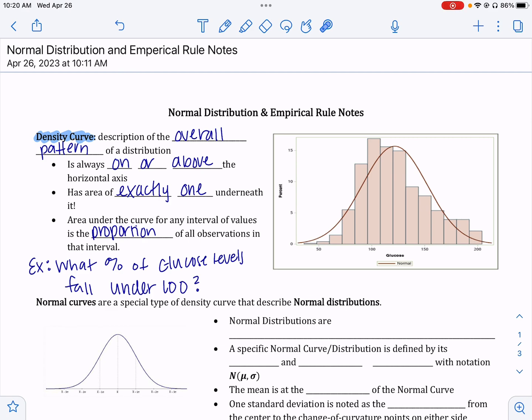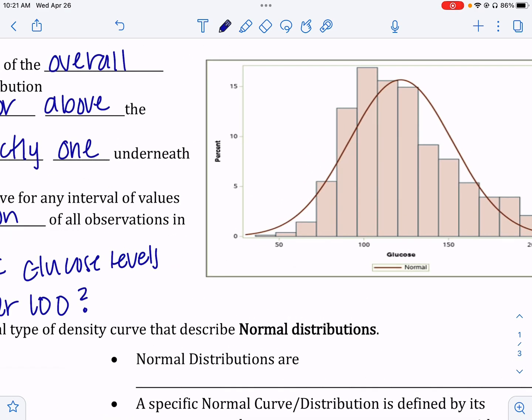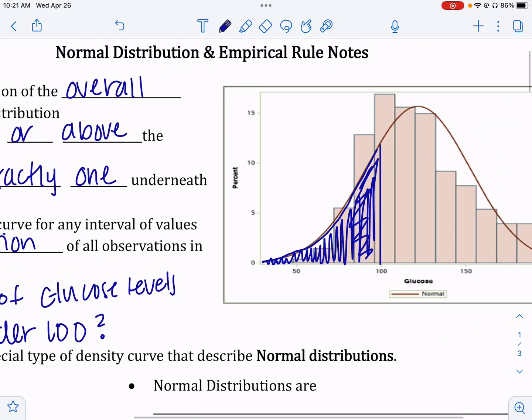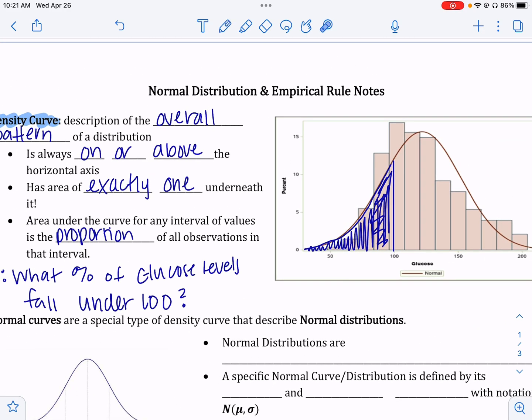And because the area beneath it, that's this part here, represents the percent or the proportion of the data that falls in a specific chunk. So my example said, what if I want to know the percent of glucose levels under 100? If I come up here, I can see that this is my 100. So I could draw that up to my density curve. And what I'd be finding is this area. If I had the ability to find this area, that would tell me the percent of glucose levels that fall under a 100. Well, we know that all of our percents added together have to equal 100.